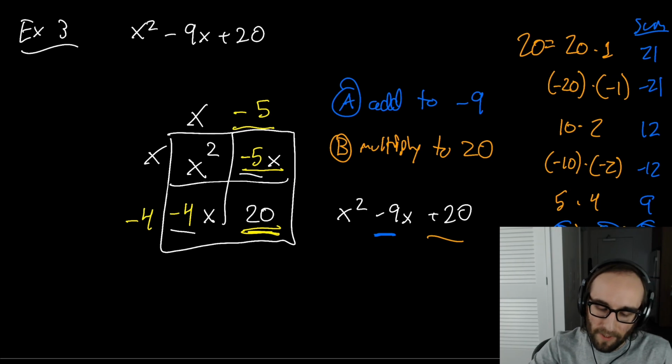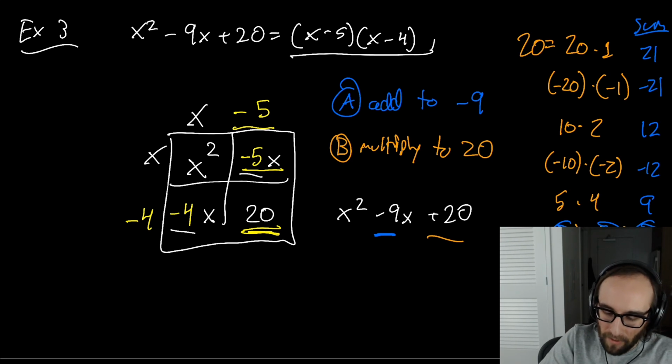We found our missing parts, so we can at last rewrite x squared minus 9x plus 20 as x minus 5 times x minus 4.